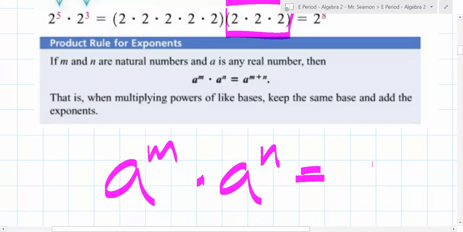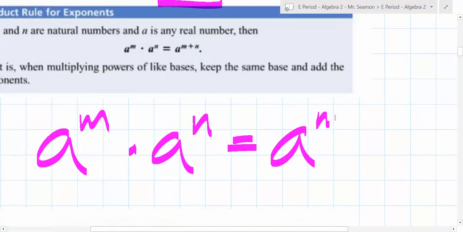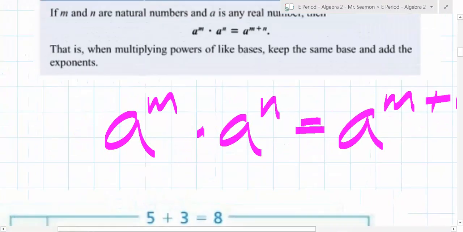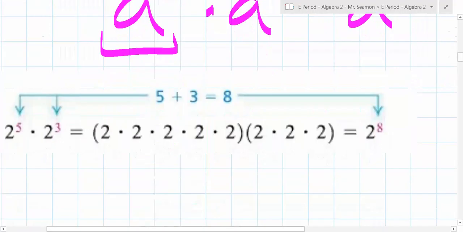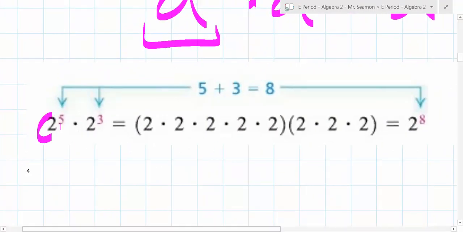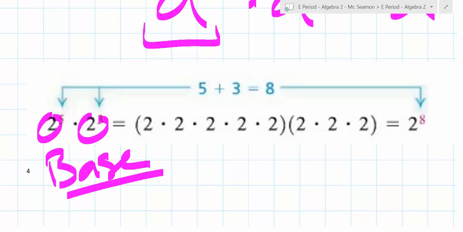n, what does that equal? A to the... You add. Exactly. You have to have the same base. So you'll see that right there. You need to have the same base. Super important, because if you don't have the same base, the rule does not apply.